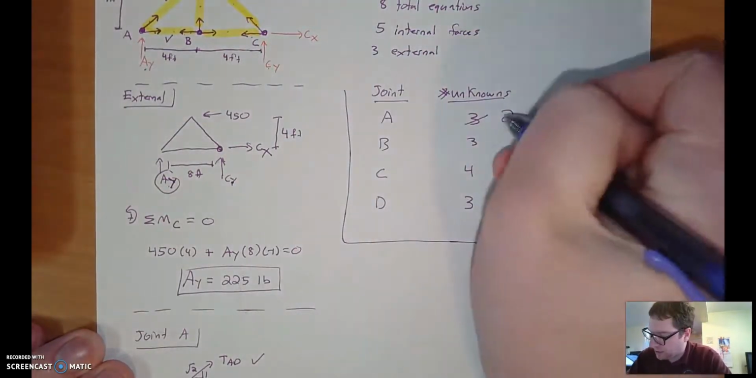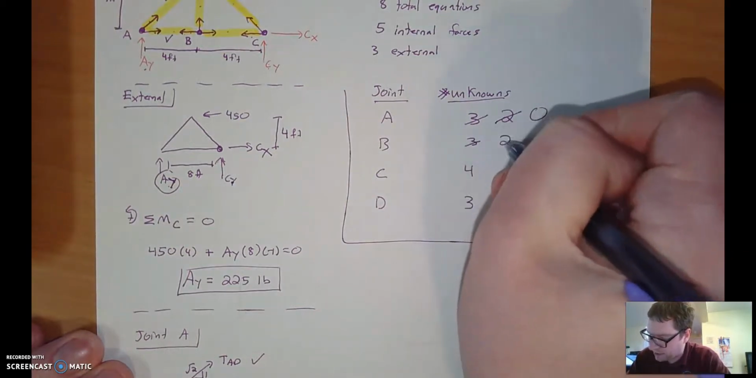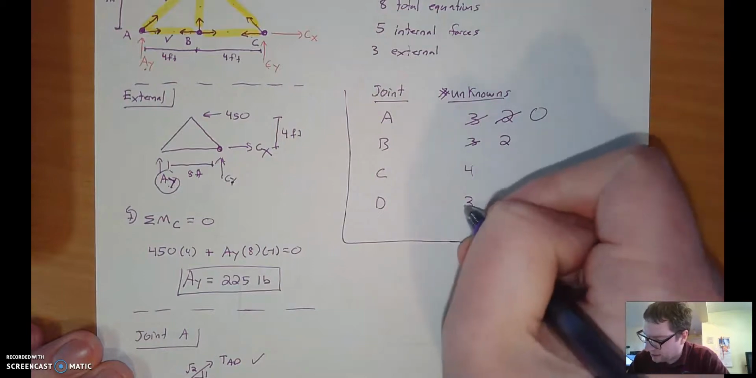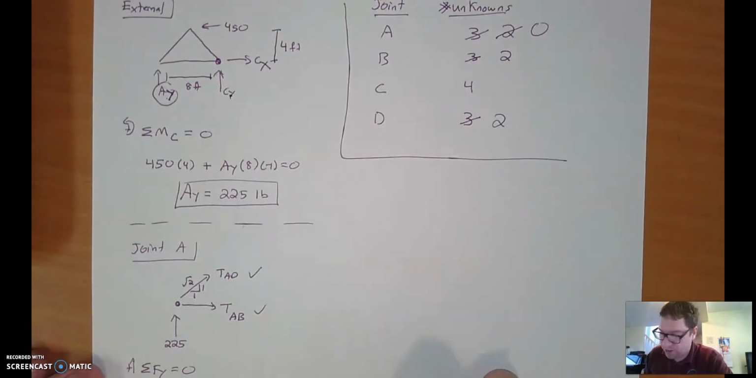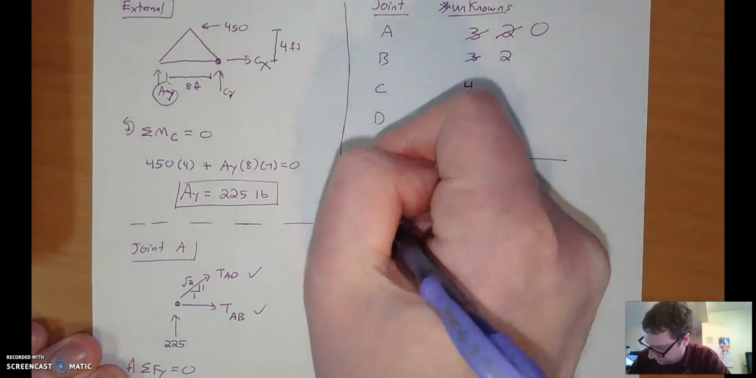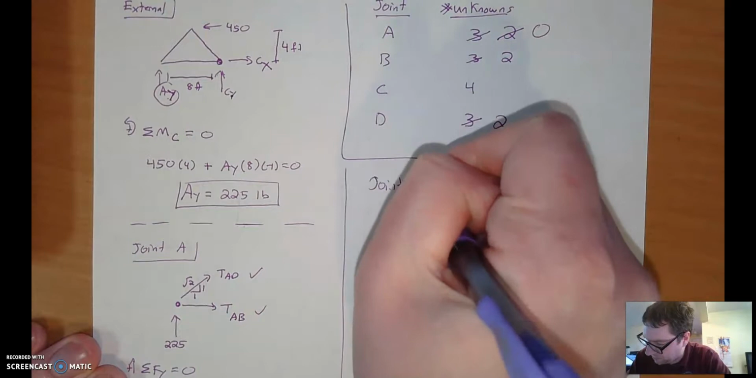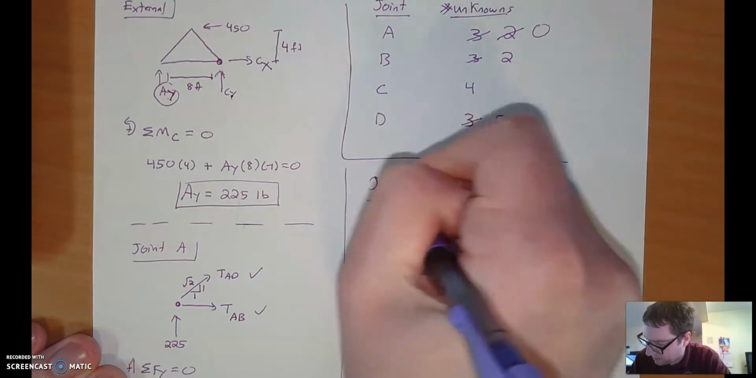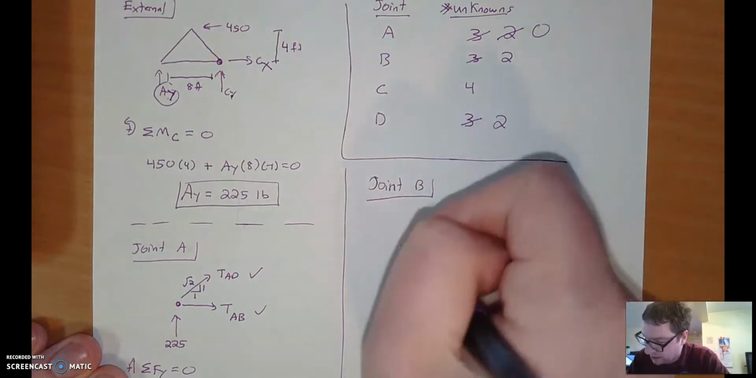All right, so now I have nothing left at A. At B, I have 2 things left to find. At D, I have 2 things left to find. So I can go to either one. I'm going to go to B, but it doesn't really matter which one we go to next. So now we're going to go to joint B. Again, either one's fine at this point because they both only have 2 unknowns, so I can solve them with forces X, forces Y. So again, redraw.